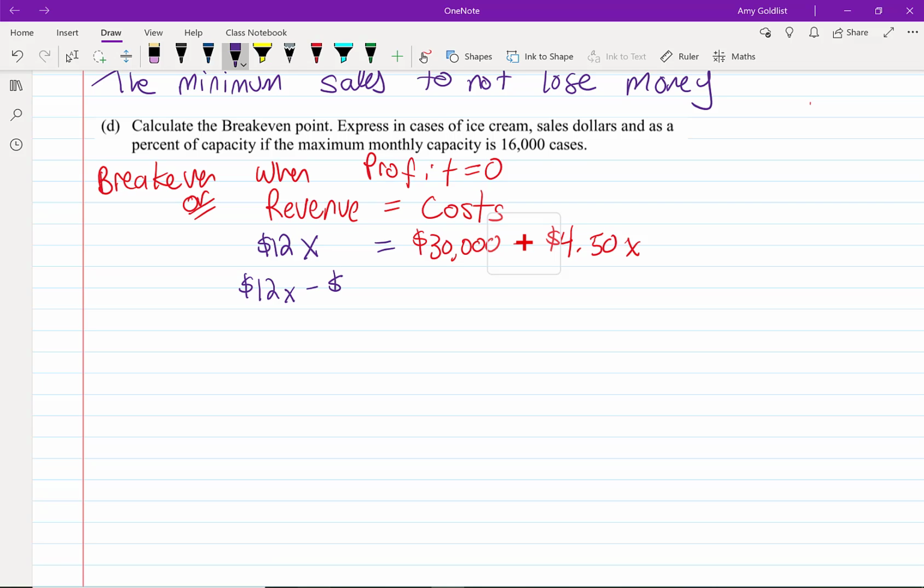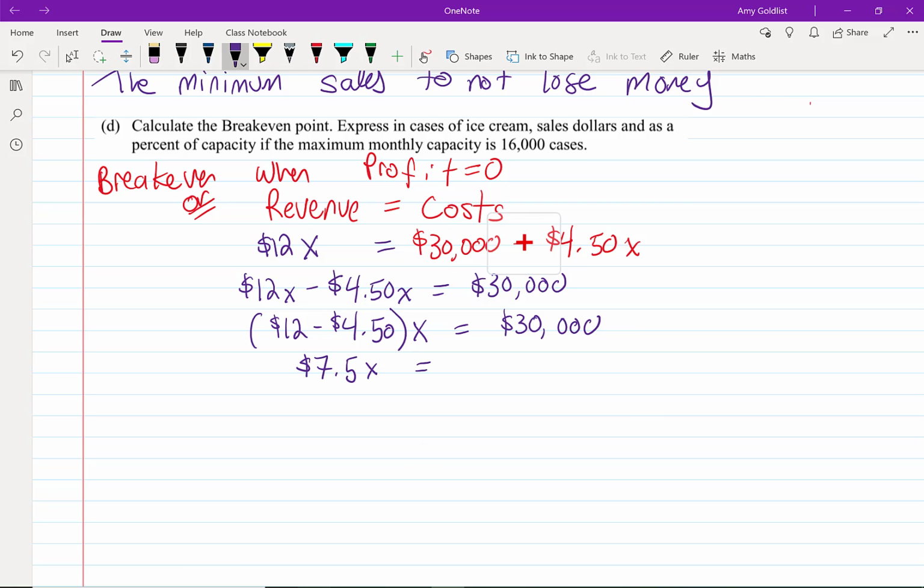Solve this. I'm going to move everything over to the same side. I've got 12x minus 4.50x equals $30,000, or 12 minus 4.5, I'm factoring out the x. So I end up with 7.5x equals $30,000. So x is 30,000 divided by 7.5, which is the same as 4,000 cases. That's our break even, and that's what it looked like on our chart.